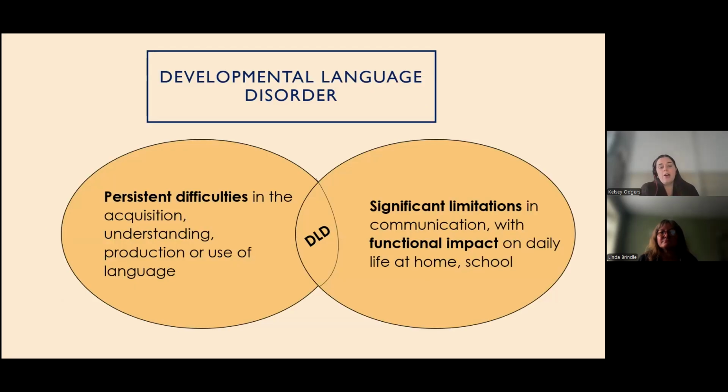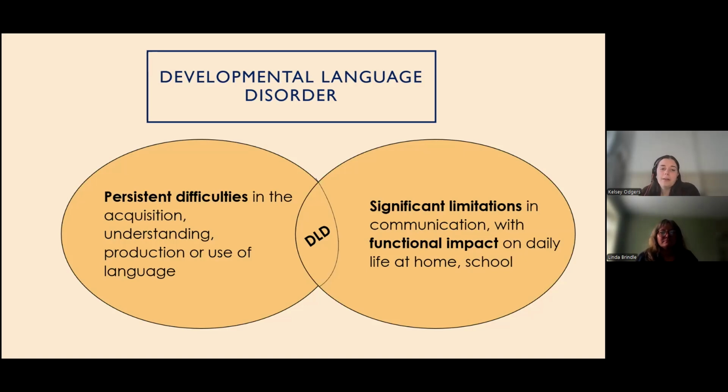So we wanted to highlight another specific learning disorder called developmental language disorder. The reason we wanted to highlight this is due to its high prevalence and also the impact it has on young people. So developmental language disorder is a problem learning or using language that doesn't go away. There's kind of two specific parts to it. As I said, persistent difficulties in the acquisition, understanding, production, or the use of language, and also significant limitations in communication with functional impact on daily life at home or at school or other places.